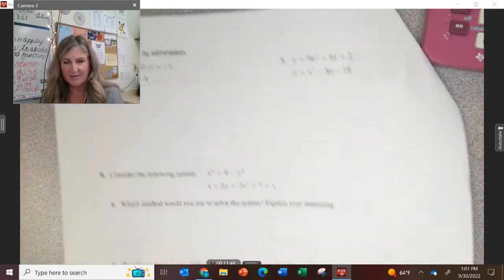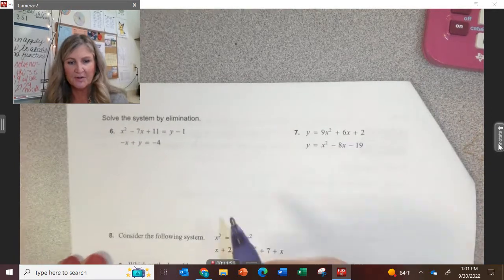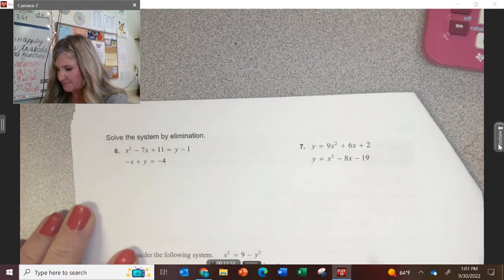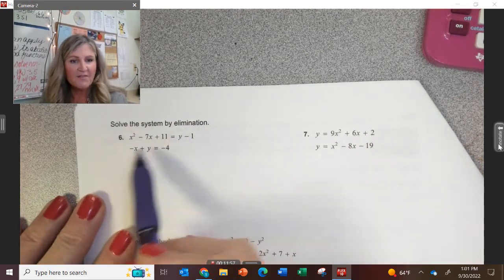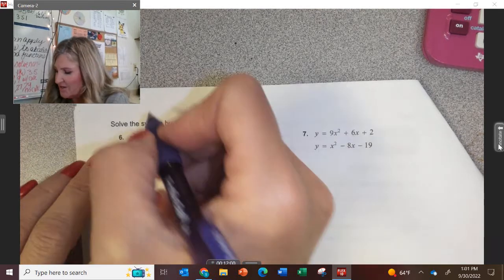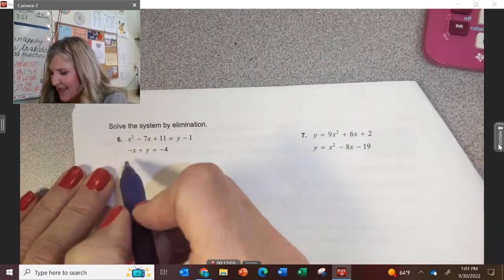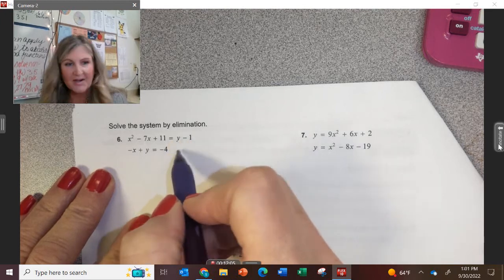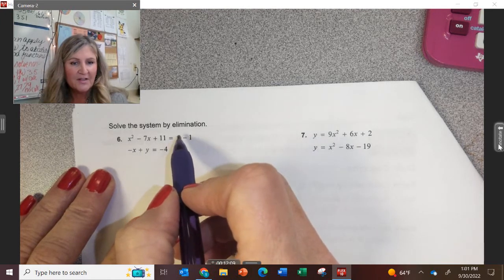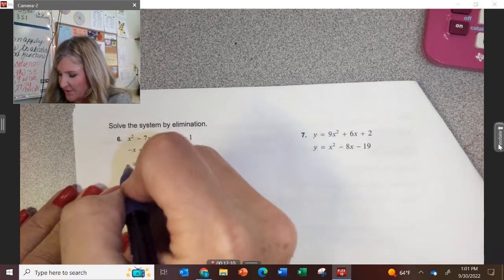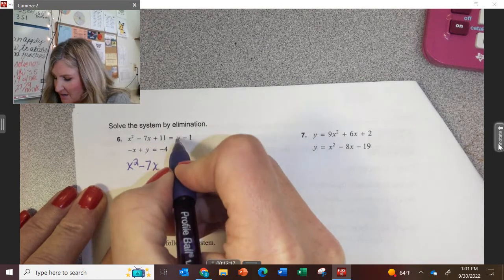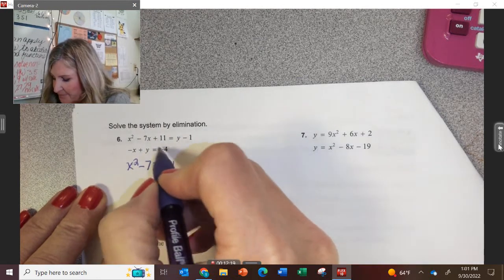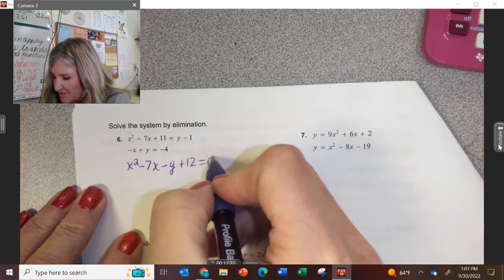All right. We're now going to look at elimination, and I'm just going to do one of these. I'm just going to do this one, number 6. Solving it by elimination. So what I'm going to do then is I'm going to add any like terms that I can, but I first want to get everything in the right form. So I'm going to get everything here set equal to 0. So I'm going to have x squared minus 7x minus y plus 12 equals 0.